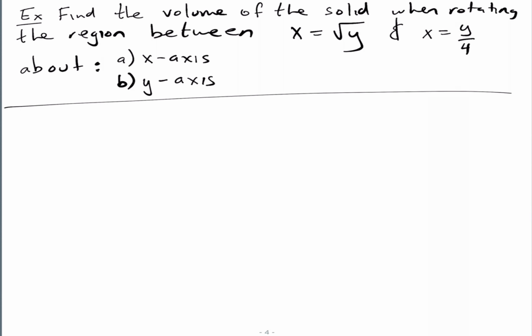All right, so what do we do first? Draw a picture. That's exactly right. Draw a picture. So let's see here. So x equals square root of y. What does that look like? Half of a parabola, right? The right half. So this is x equals square root of y. And then x equals y over 4. What does that look like?